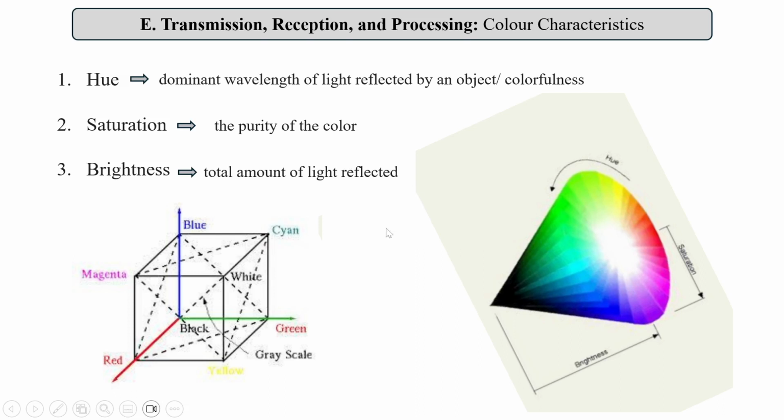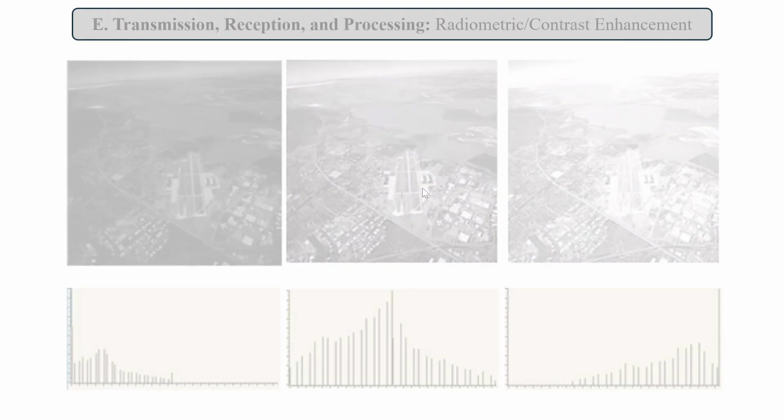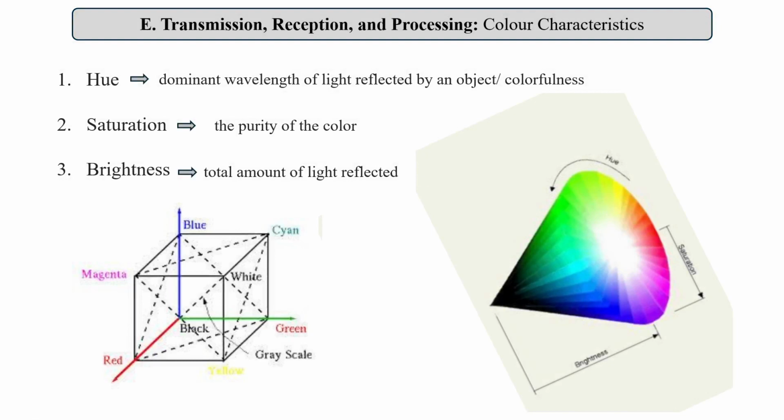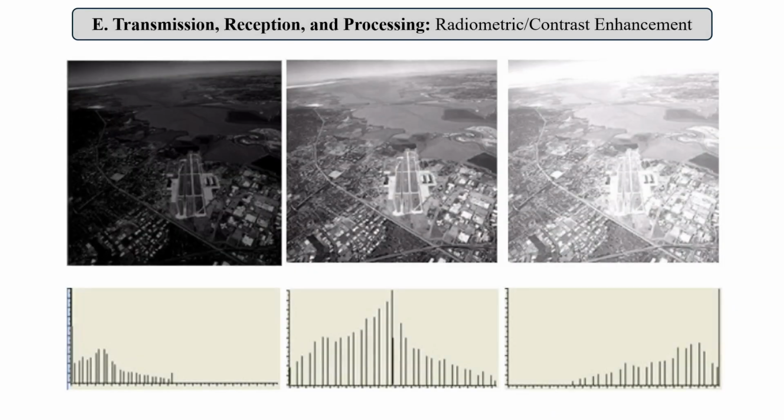And brightness is the amount of light reflected. If it is 0, that means it will be black. If the brightness is high, it will appear white. So this concept will come later when we do contrast stretching in QGIS. That's why I told you, remember this. Now we'll see what contrast is.